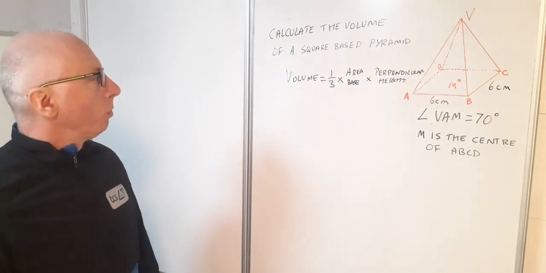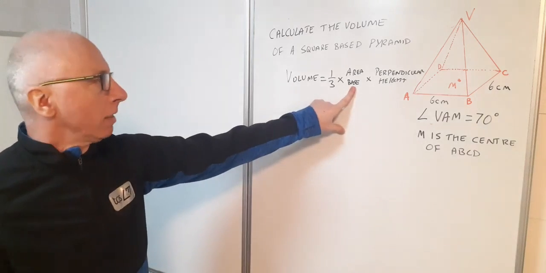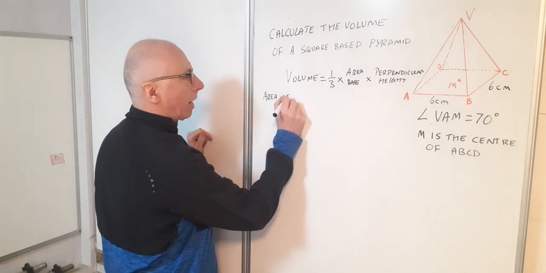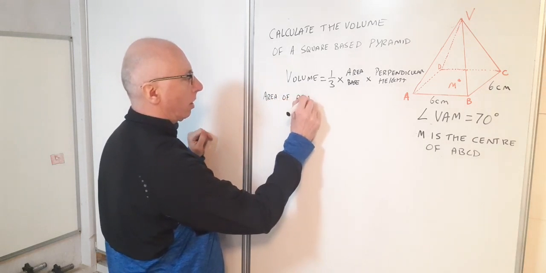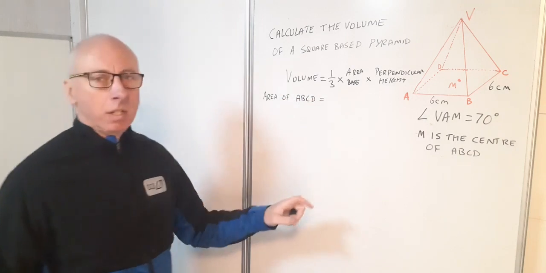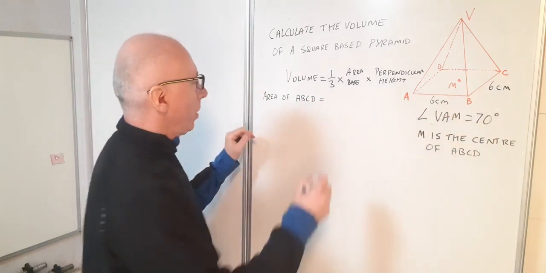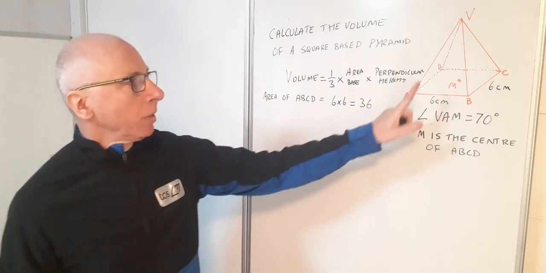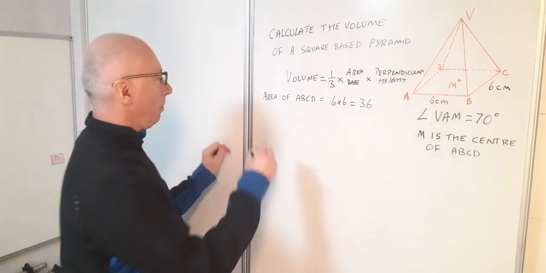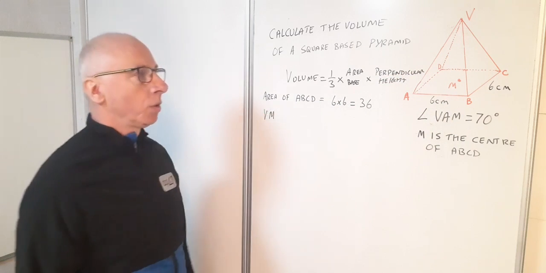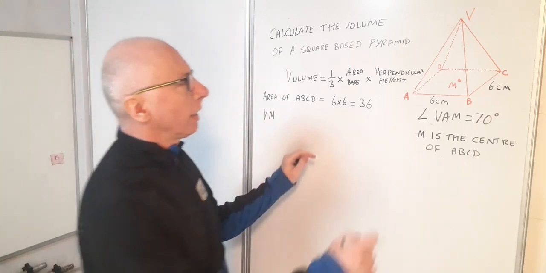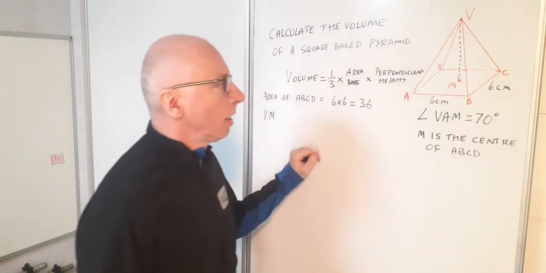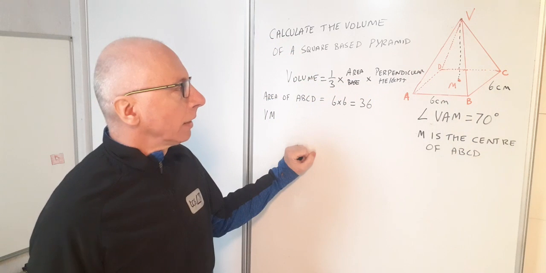So first of all, we can calculate the area of the base. The base is our square, ABCD, which has all sides the same. So the area is 6 times 6, 36. Now we need to find the height. So we need to find VM. So how are we going to do that? Well, if that line goes up there, perpendicular to the base, we need to find some method to do that.